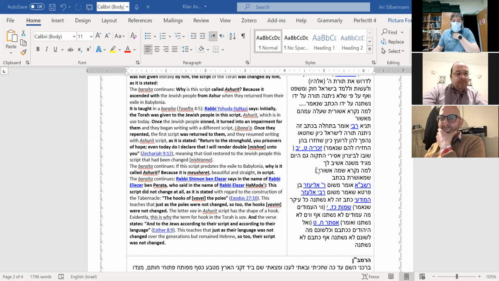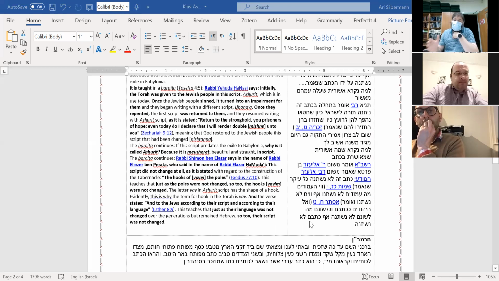Tavze lo nishtana kol ikar. Right? The writing didn't change at all. Right? And then he brings, right, the hooks, right, of the poles, right, just as the poles weren't changed, so too the hooks were not changed, right? The letter Vav in our script is like a hook, right, like a hook on the top of a tent pole. Therefore, it must be Vav and the hook. It must be the reason for the letters, and therefore it never changed, never gained back, right?